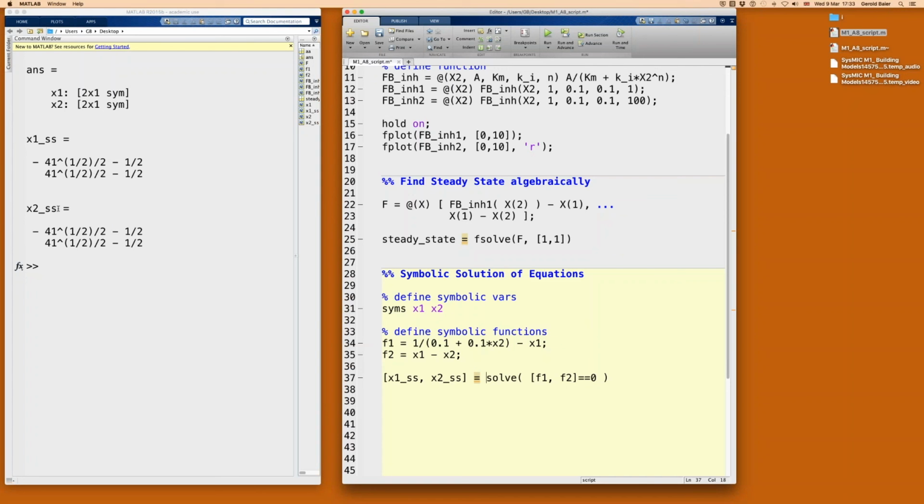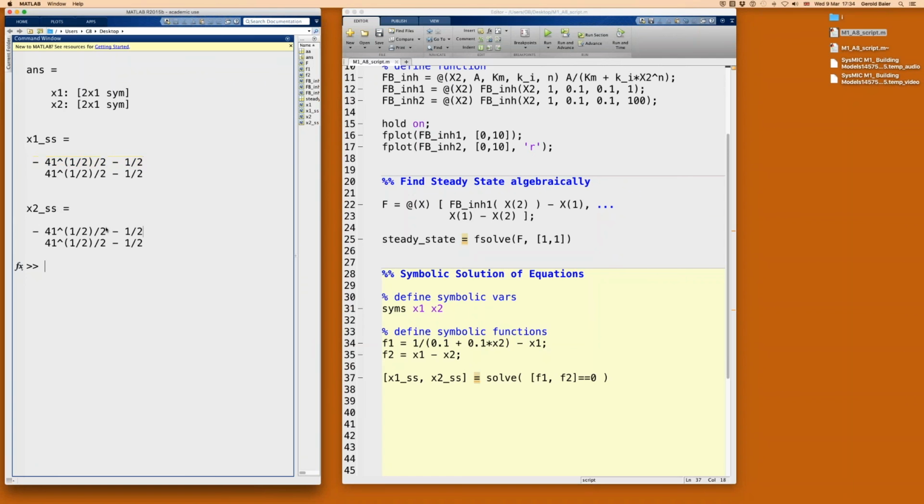So they're quite complicated numbers. There's a minus 41 to the power of a half divided by 2, minus a half, and similarly for the others. What does it mean? We get 4 results, right? We get 2 x1 steady state values and 2 x2 steady state values. So this is a steady state value for x1, the first one and the second one, and for x2, the first one and the second one. This number and this number are a pair, and this number and this number are a pair. Is that clear to everybody?